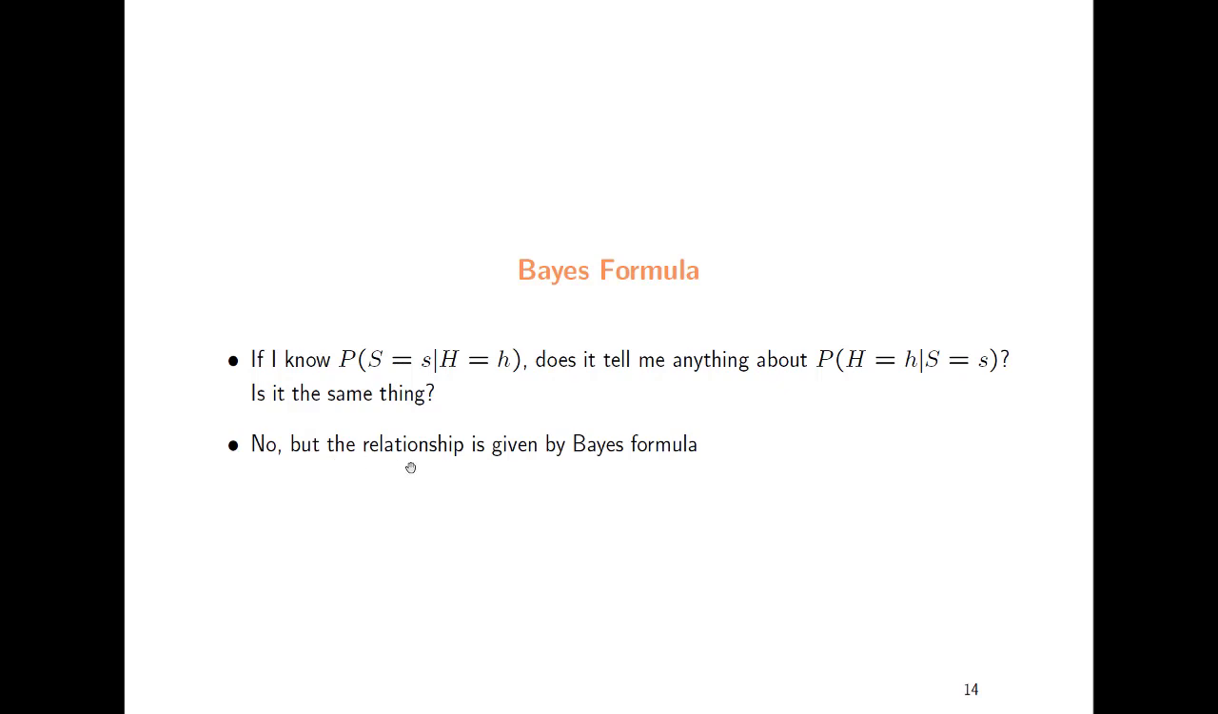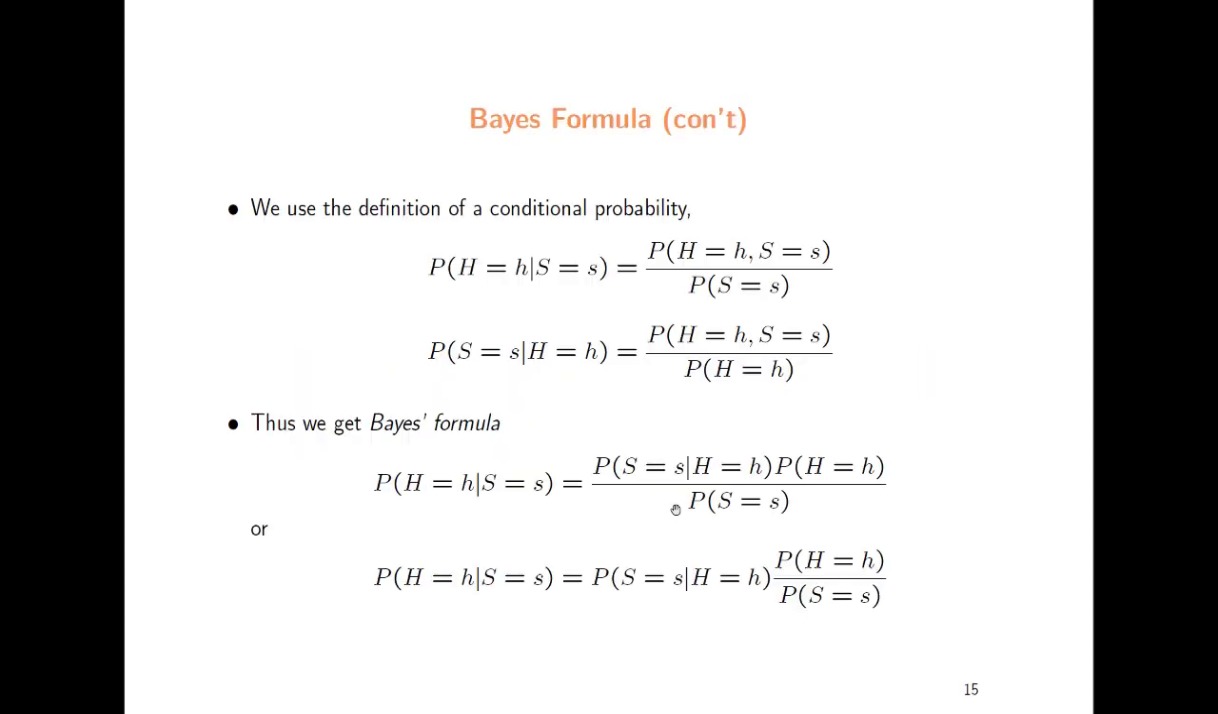The exact relationship is given by the famous Bayes formula. And here, we start with these definitions of the conditional probabilities. P of h given s is the same as P of h and s divided by P of s. And the other way around, P of s given h is the same as the joint divided by P of h. And so if I start with this formula, I remove this part by substituting the product of P of h by P of s given h, and right away I have a Bayes formula.